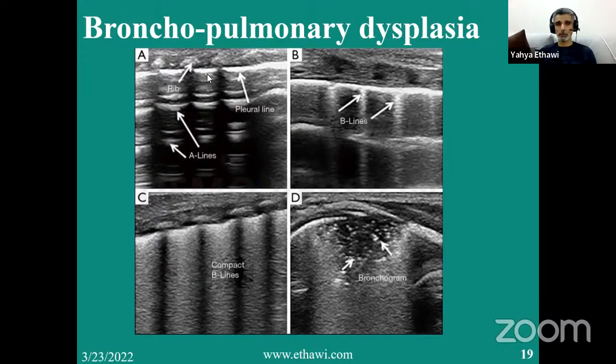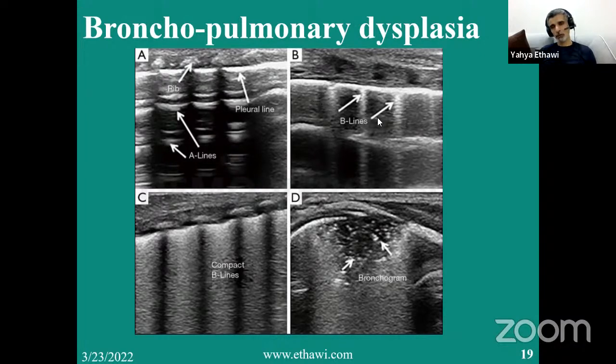You can see that the pleura is easily separated from B lines. You can see that the B lines fade away once they go away. You can see that the B lines are interfaced with the A lines, and also A lines fade away when you go further. So it looks like a pretty normal lung.